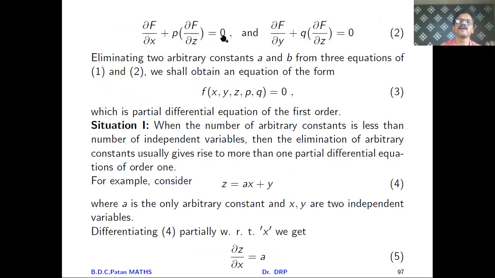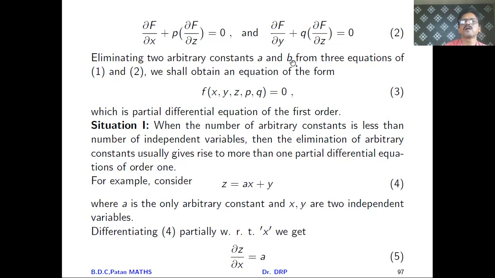In a similar way, while differentiating equation 1 partially with respect to y, x, a and b are constant. So in that case, capital F becomes a function of small y and z. Its derivative partially with respect to small y gives ∂F/∂y plus ∂F/∂z into ∂z/∂y. ∂z/∂y is q. This is what you get in this equation.